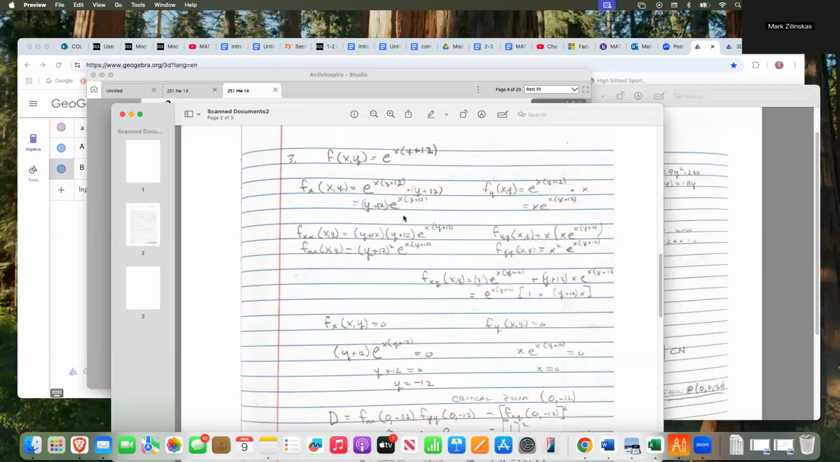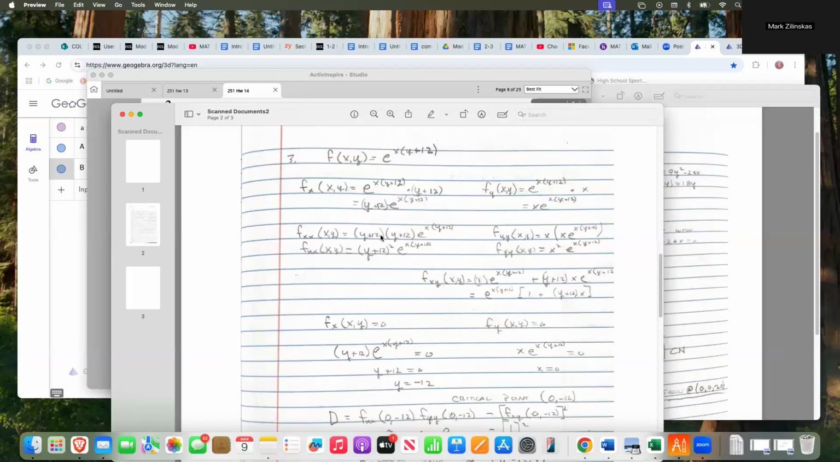Now, to find the second derivative, well, since this is a constant, I am just going to go ahead and take this thing times the derivative of that exponent. Well, we already did that up here, right? The derivative of that exponent using the chain rule is just y plus 12.